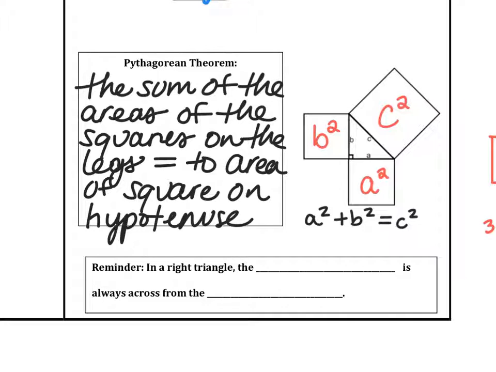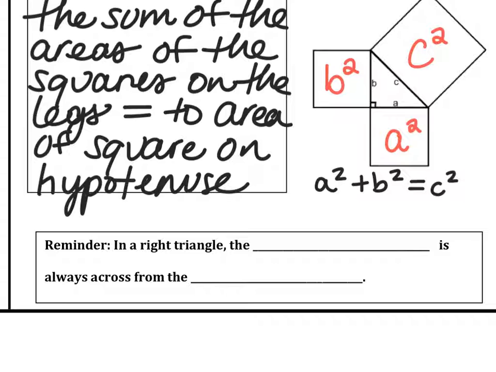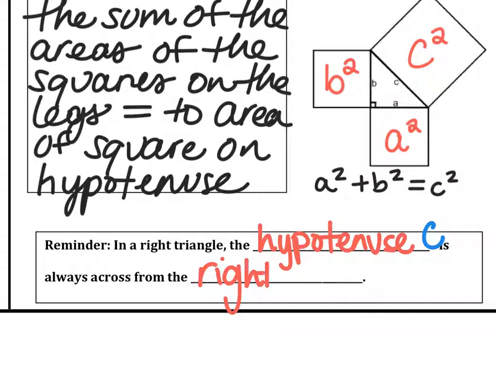The hypotenuse. Love that word. Hypotenuse, which we call, is hypotenuse A, B, or C? C! That's important. Hypotenuse, C, is always across from what, guys? The right angle. Or the 90 degrees, or the square, whatever you want to say. I'm going to say it's across from the right angle.